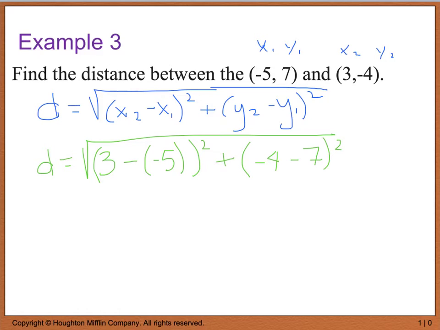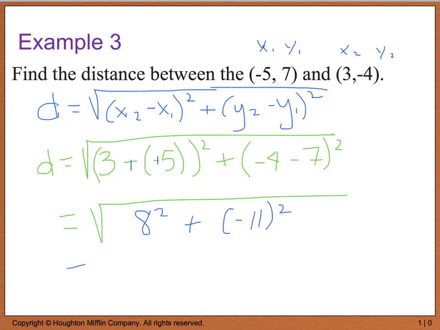Please make sure you show your work so that I can give you partial credit. So now when we simplify, 3 minus a -5 is really going to become a plus. So I really have 8 squared plus -4 minus 7, which is going to give us -11, and we're going to square that. So I end up with the square root of 8 squared, which is 64, plus -11 squared. Now really that's -11 times -11, which will give us a positive 121.